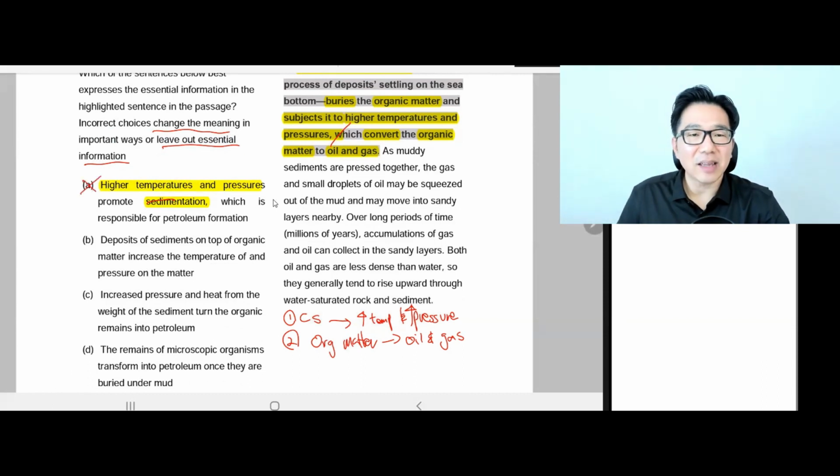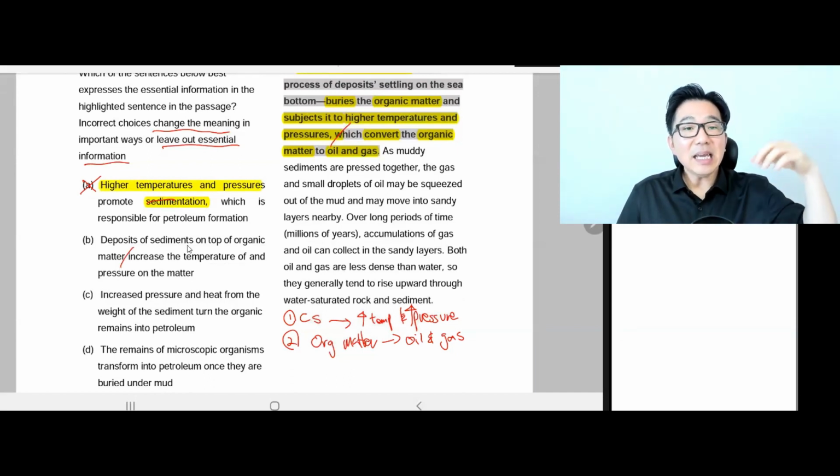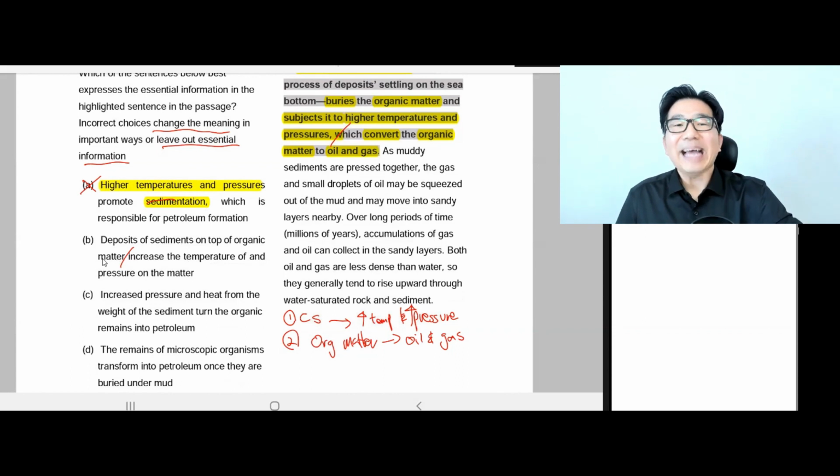And it's wrong in other areas as well, as you can see. Okay, it doesn't cover these two parts perfectly. B, deposits of sediment on top of organic matter. It's a bit iffy. I think it's wrong already, because deposit of sediments is organic matter. So organic matter is being deposited as a sediment. It's one thing. Okay, but let's assume we didn't pick that out.